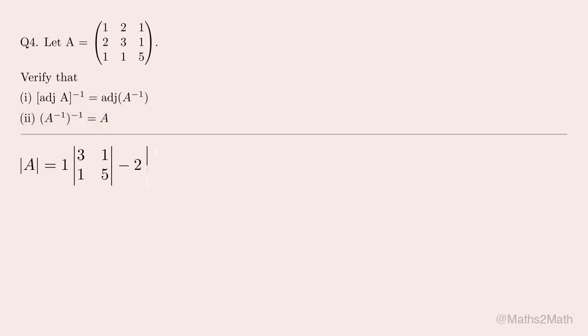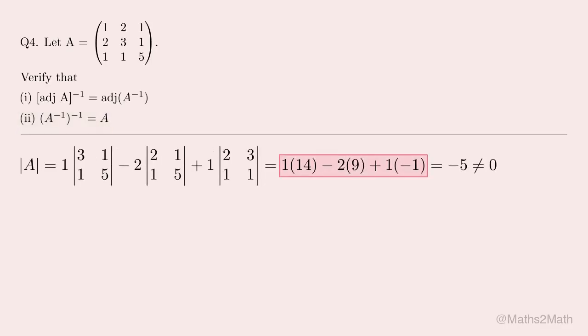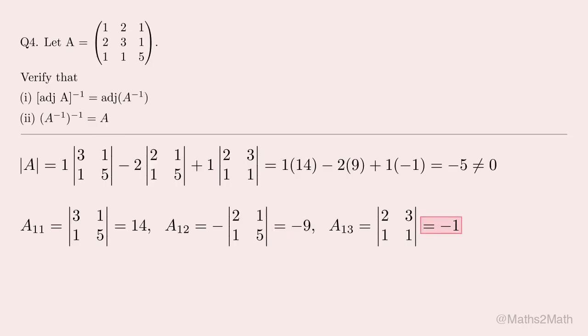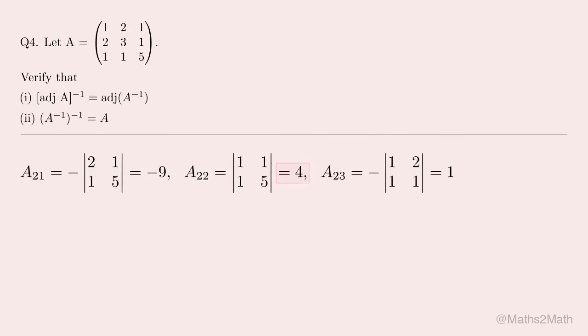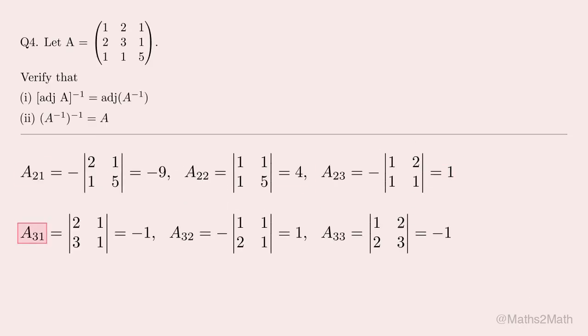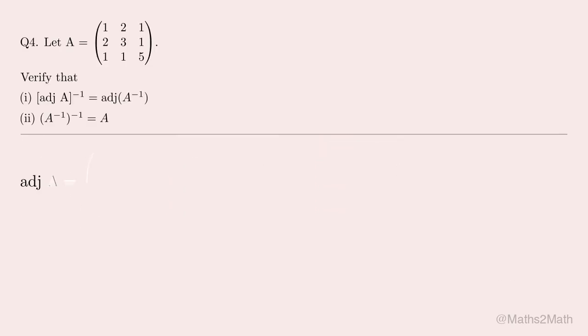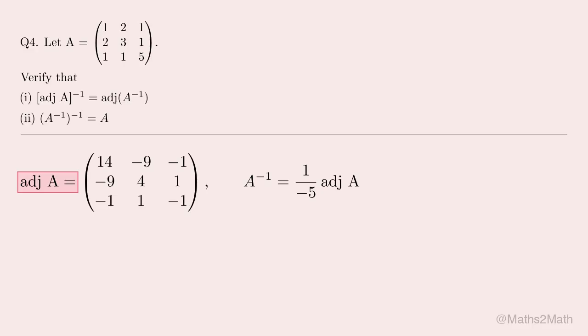The determinant of A, expanded along the first row, 14 minus 18 minus 1 is minus 5. Cofactors of row 1 of A. Cofactors of row 2. Cofactors of row 3. The cofactor matrix is symmetric, so the adjoint equals it, and an inverse is the adjoint over minus 5.